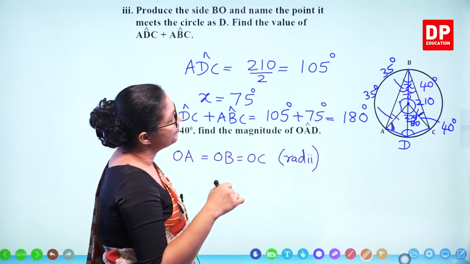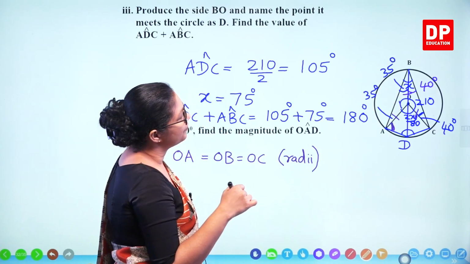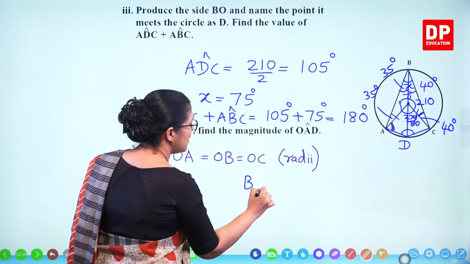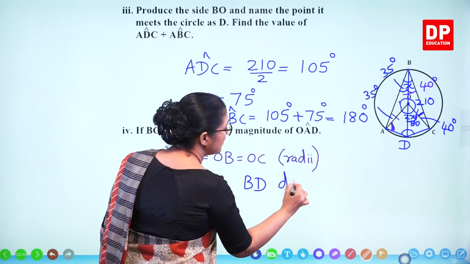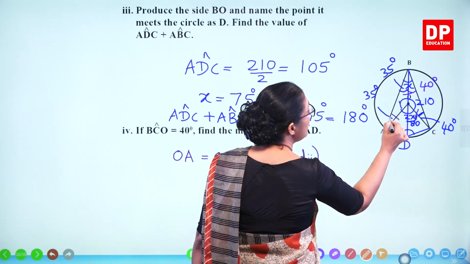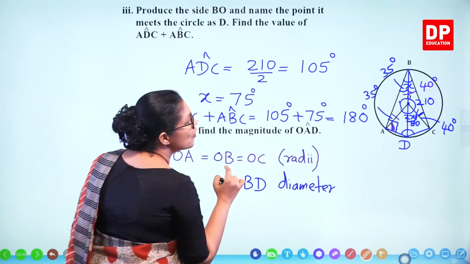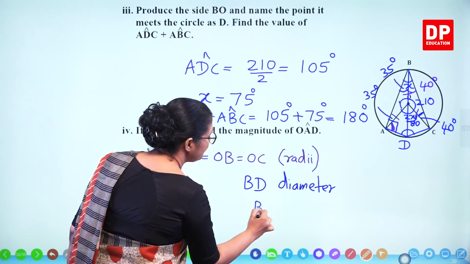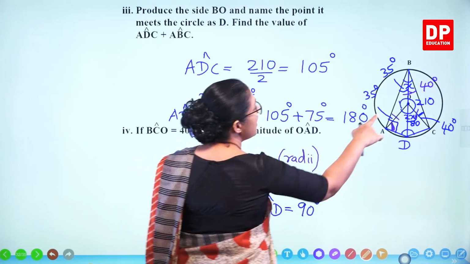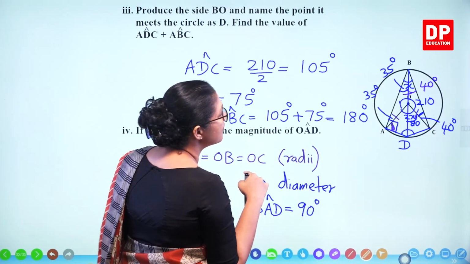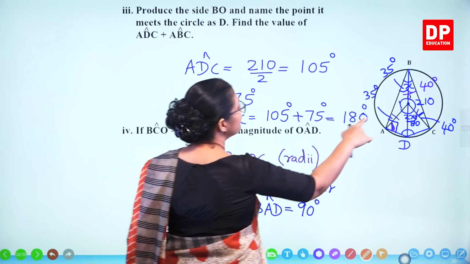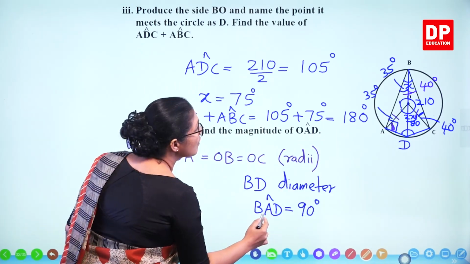Isosceles triangle. And look at this one. BD line is the diameter. So this whole angle is 90 degrees. So BAD angle is 90 degrees and this one is 35. This is 35.